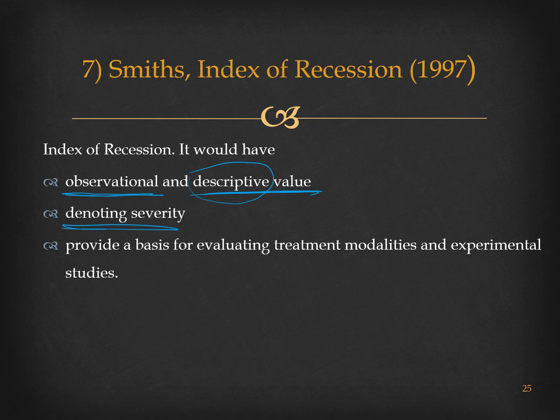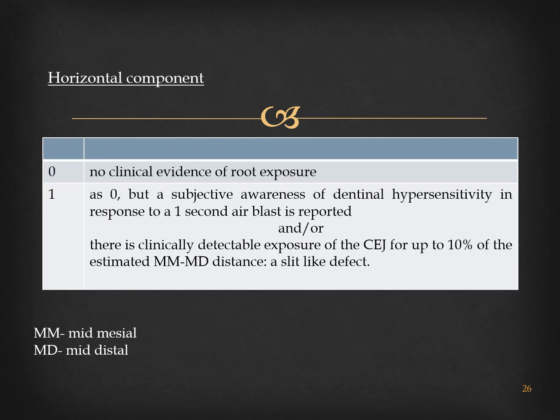Next is denoting severity. Since they have measured the recession, we are more clear with the severity of a particular recession. It also provides a basis for evaluating treatment modalities and experimental studies. So let's see what this classification is about. As we know, Smith has considered both vertical and horizontal aspects of the defect. So first of all, we will start with the horizontal component.